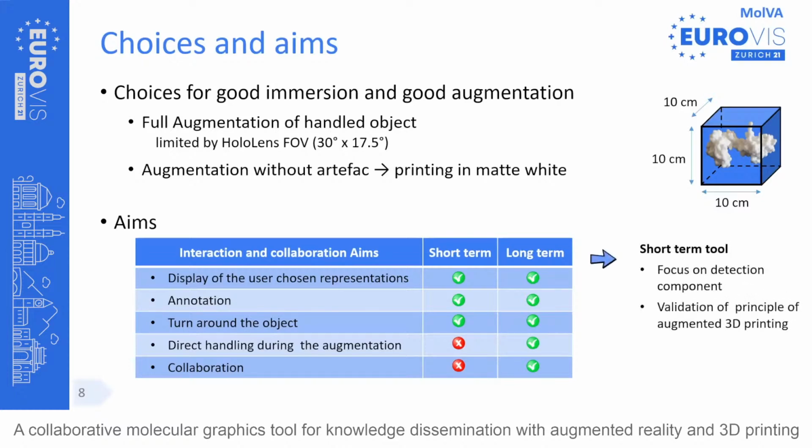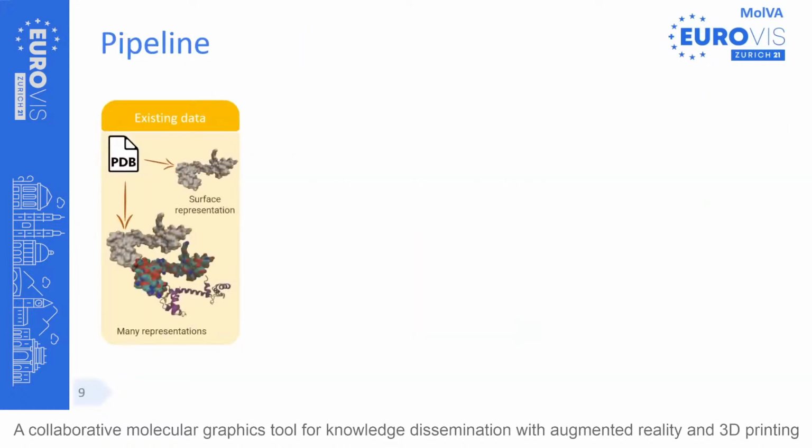In this short-term tool, we focus mainly on the detection component and on the validation of the principle of augmented 3D printing from the molecular modeling. At the beginning, we add different representations from the works and the study molecule. From this, we choose our main representation, here a surface representation, which is used to print the object in 3D and to serve as a display for the augmentation.